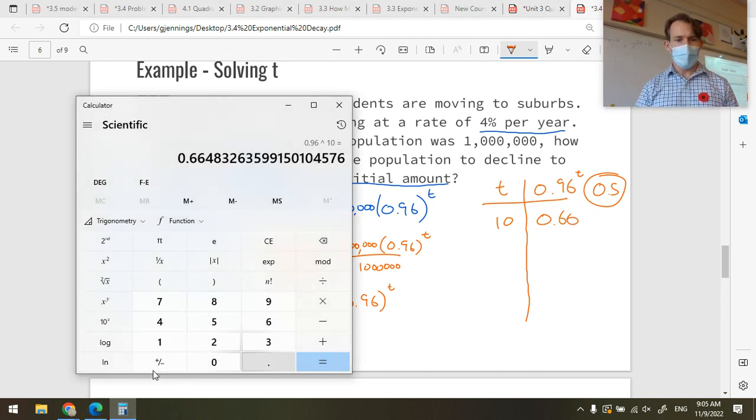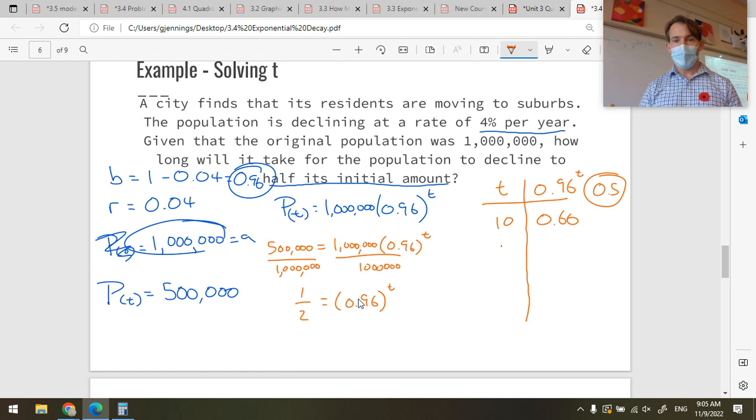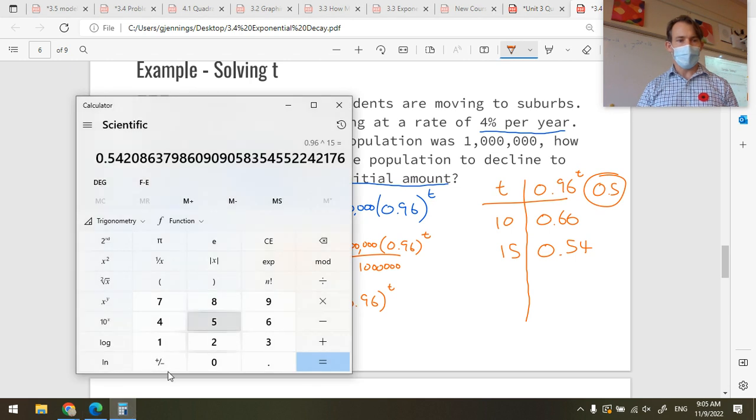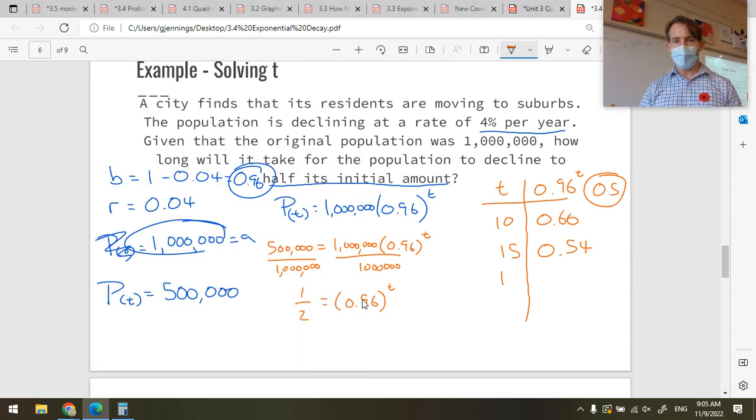Let's try 15. 0.96 raised to the power 15 equals, oh, I'm getting closer. 15 gave me 0.54. It looks like maybe 16 is the answer. Let's try 16. 0.96 raised to the power 16 equals 0.52. We're getting closer, but we're not there yet.